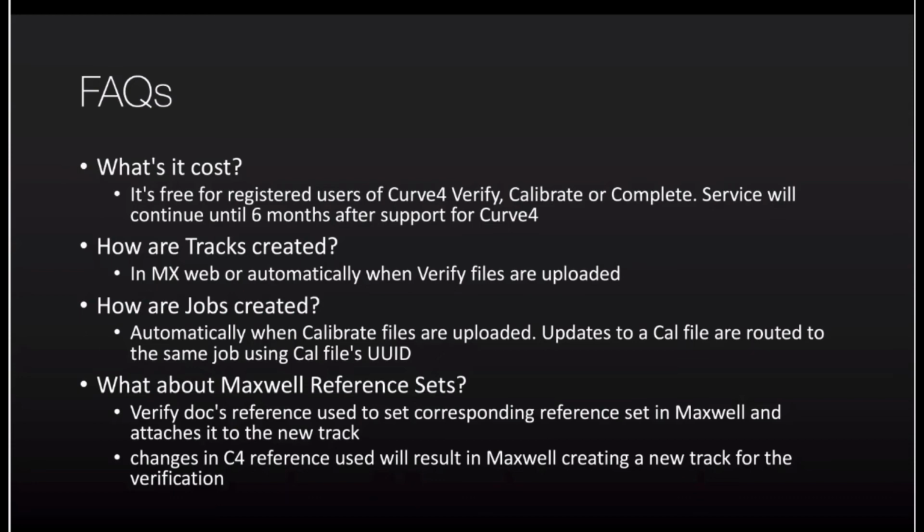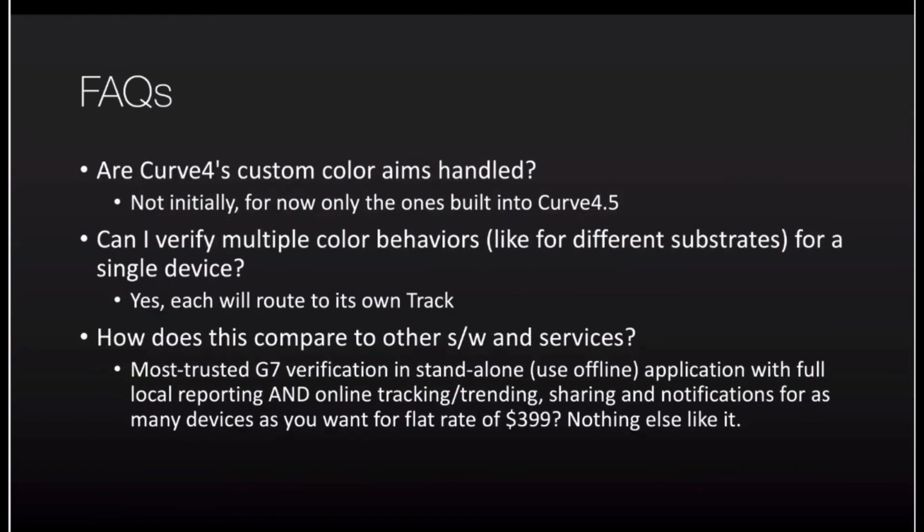Okay. How are tracks and jobs created? Tracks are created automatically when verifications are uploaded, and jobs when calibrations are uploaded. They're automatically configured in Maxwell based on the contents of the Curve file that was uploaded. So the configuration you did in Curve basically was pre-configuration for Maxwell. Are custom color aims in Curve handled? Not yet. We're working on it. For now, basically the color aims built into Curve4.5 when it ships will be supported.